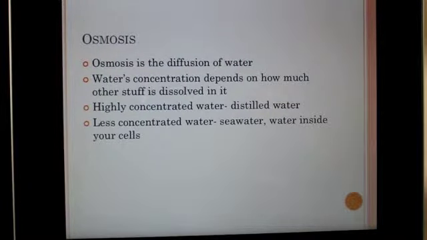We talked about diffusion. Osmosis is the same thing as diffusion, but osmosis specifically refers to water. You could say osmosis is the diffusion of water. Water's concentration depends on how much other stuff is dissolved in it. Highly concentrated water is something like distilled water, where it's just water. Less concentrated water are things like seawater and the water inside your cells.